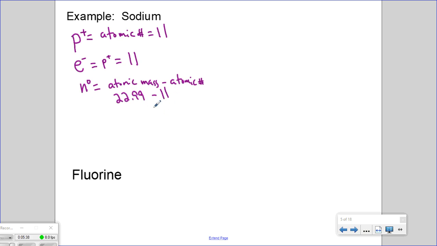Minus the atomic number, which is 11. So this gives us a total, if we were to do this math here, of 11.99 neutrons, but you can't have 0.99 of a neutron, so we'll round up to 12 neutrons. So in this case, sodium will have 12 neutrons in its nucleus.